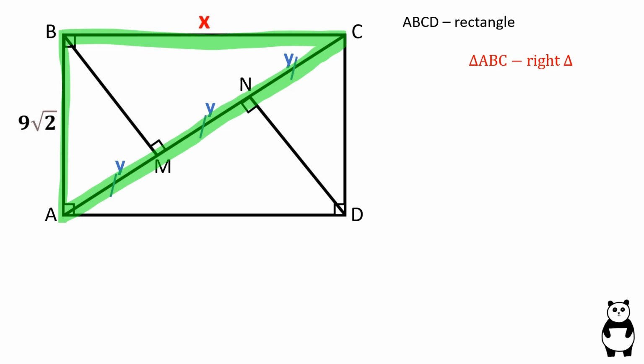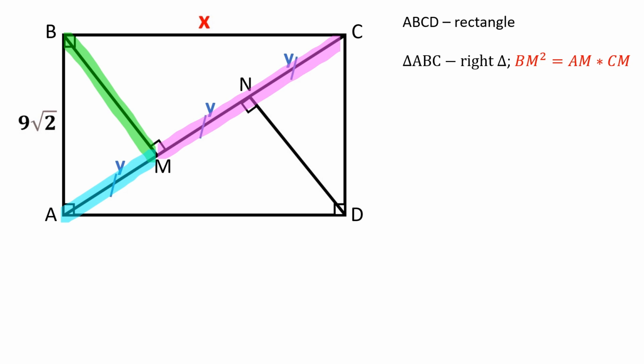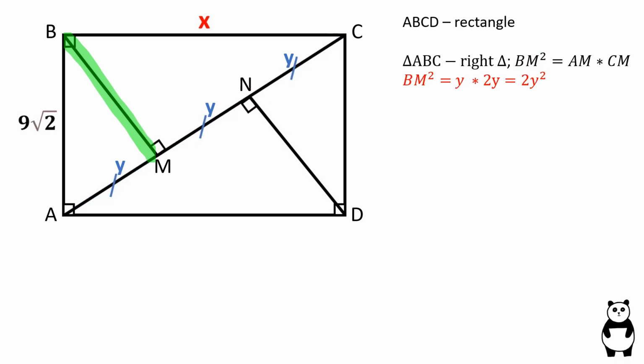Triangle ABC is a right triangle. The altitude drawn from the right angle to the hypotenuse divides the hypotenuse into two segments. The length of the altitude is the geometric mean of the two hypotenuse segments. BM squared is equal to the product of AM and CM. Let's sub in the variables. BM squared is equal to 2y squared.